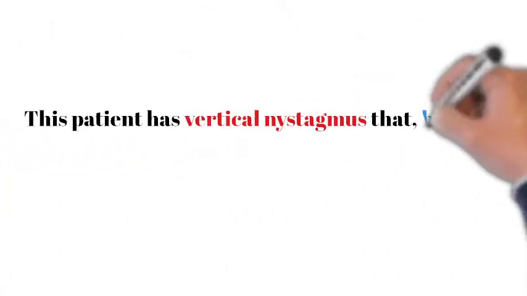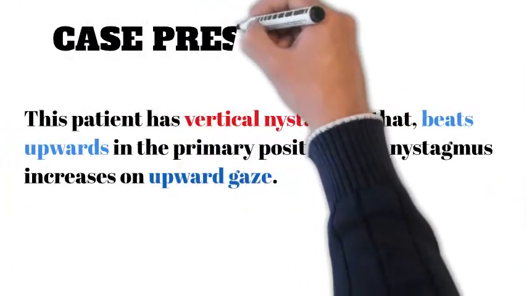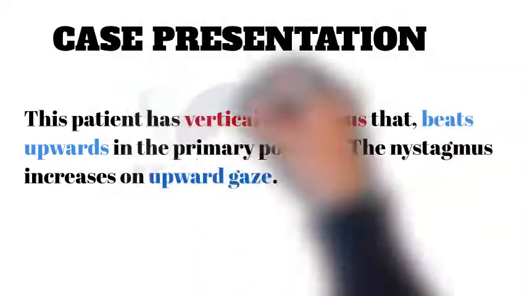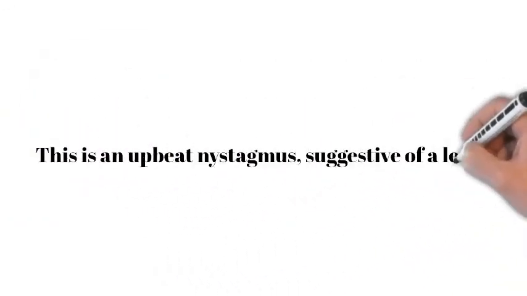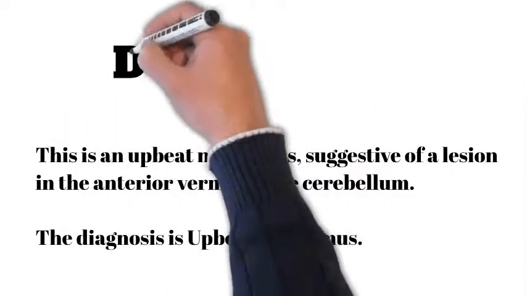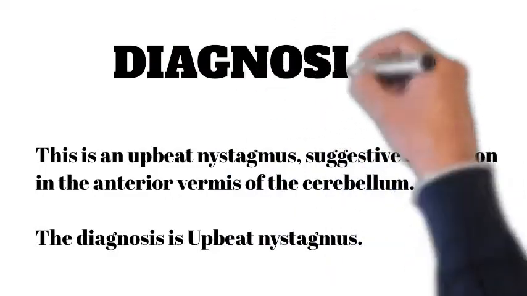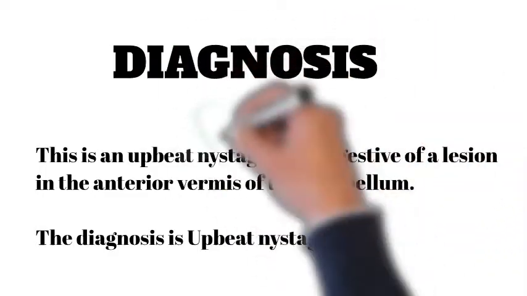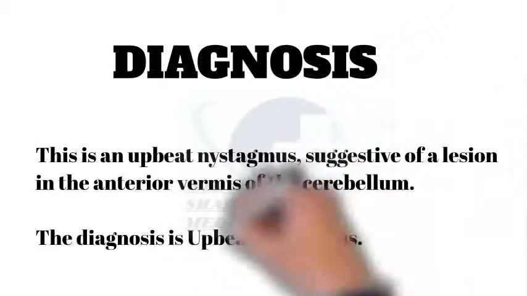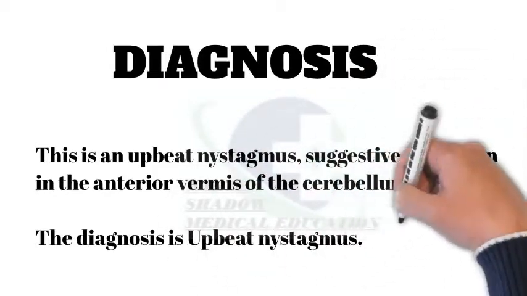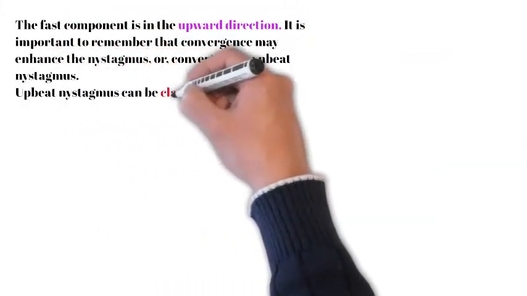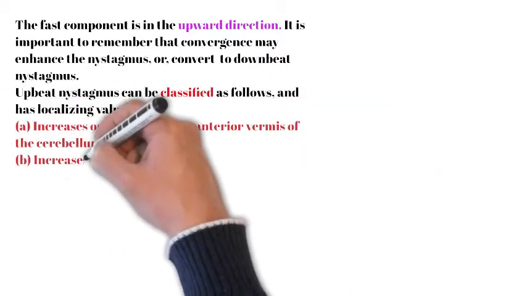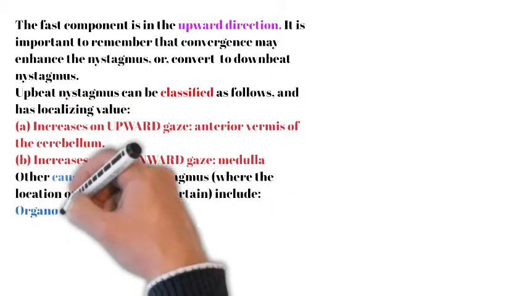Case 6. Case presentation. This patient has vertical nystagmus that beats upwards in the primary position. The nystagmus increases on upward gaze. This is an upbeat nystagmus, suggestive of a lesion in the anterior vermis of the cerebellum. The diagnosis is upbeat nystagmus. Clinical discussions. The fast component is in the upward direction. It is important to remember that convergence may enhance the nystagmus, or convert it to downbeat nystagmus.